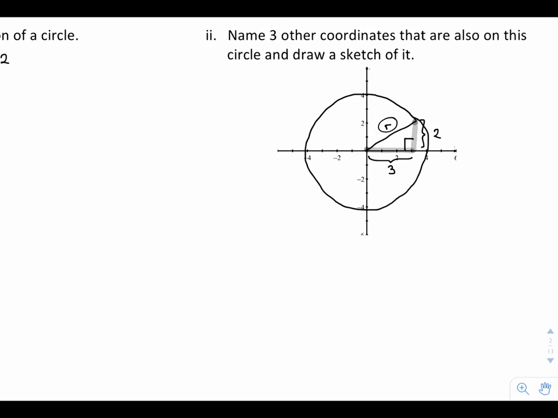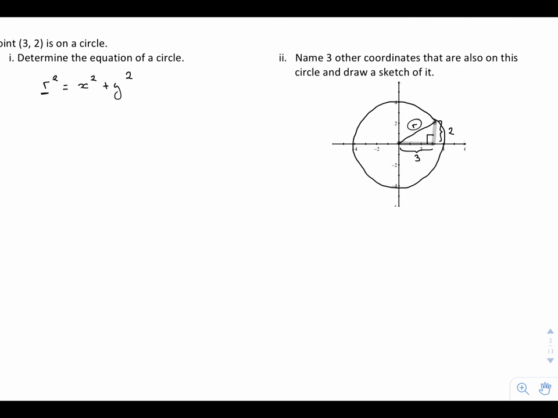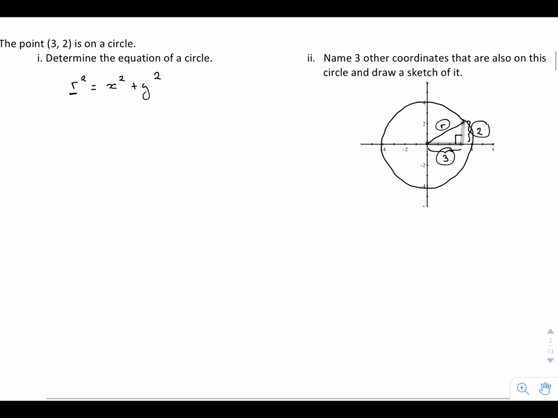So essentially that is what the equation of a circle is. It's the Pythagorean theorem, but you're rotating the points all the way around in a circular pattern. So if I want to figure out that radius, I literally just plug in the values of 2 and 3 into my equation and solve for r.